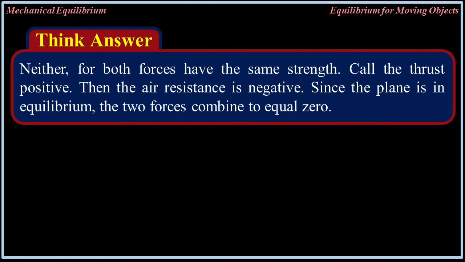Let's see. Neither, for both forces have the same strength. Call the thrust positive and the air resistance negative. Since the plane is in equilibrium, constant velocity, constant speed, the two forces combine to equal zero.